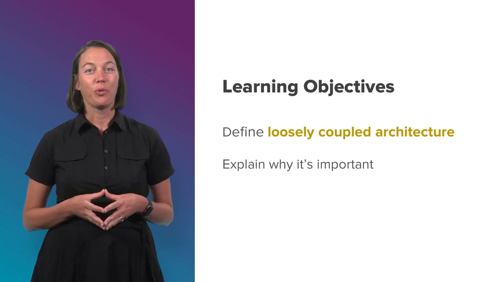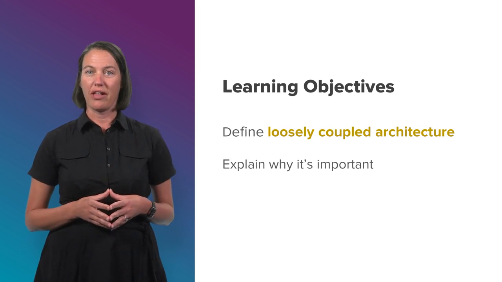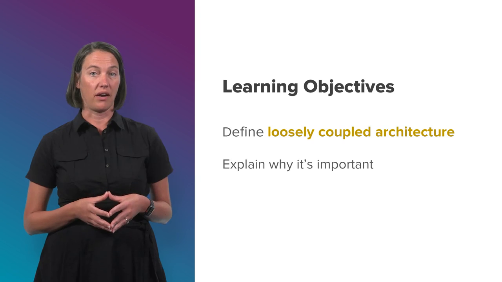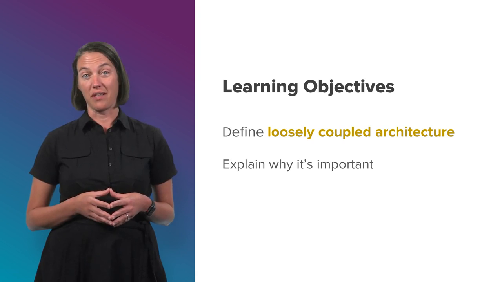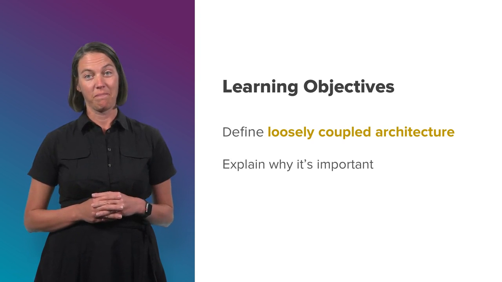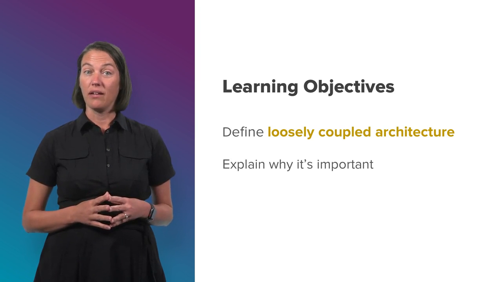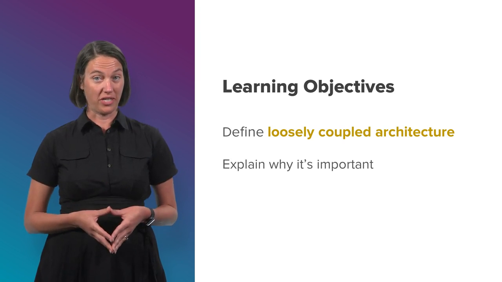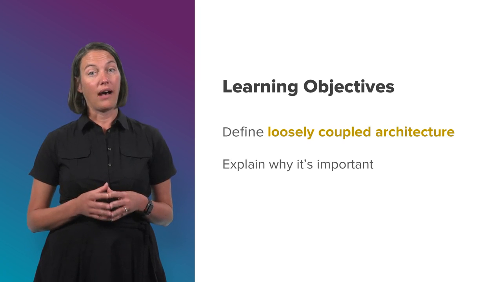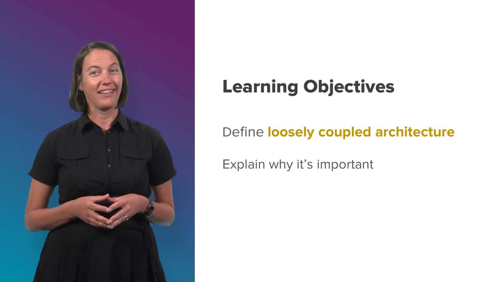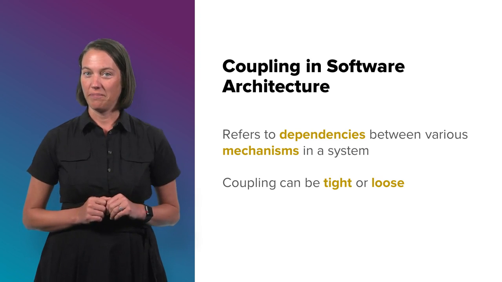In this video, we're going to discuss utilizing a loosely coupled architecture to tackle the challenges organizations face in this area. This is a topic about which Jez Humble and other DevOps thought leaders are especially passionate. After watching this video, you'll be able to define and explain what is meant by a loosely coupled architecture, as well as why it's important to a successful and high-performing organization. Let's get going. Okay, so what do I mean by coupling?